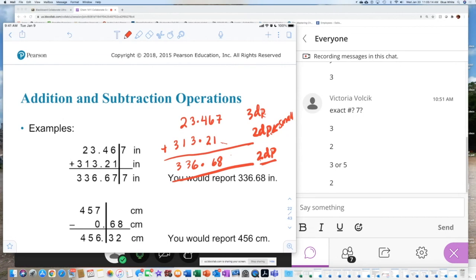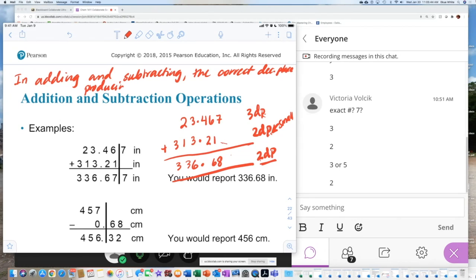But wait a minute. I thought we were trying to do significant figure rules. Yes, we were. So then I'm going to paraphrase the conclusion. In adding and subtracting, the correct decimal place produces a number with correct significant figures. Okay? It's a means to an end.